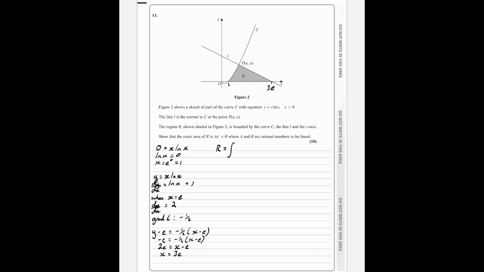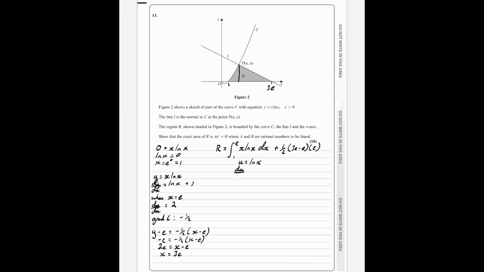Okay, so our region R we're trying to find. Split it up into two sections. We've got the left-hand section. I'm going to drop it basically by dropping a perpendicular down from the point e to the x-axis. The left-hand side of that is going to be an integral between 1 and e of x ln x. That's on the left of that line I've just drawn. Plus, and then we've got a triangle on the right. So the triangle, half times its base, is going to be the difference between e and 3e, which is 2e, and its height is e. So that triangle on the right is going to be a half times 2e times e.